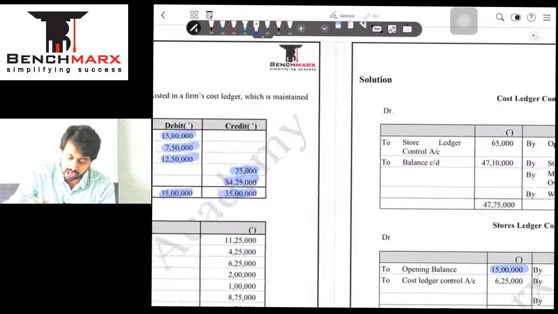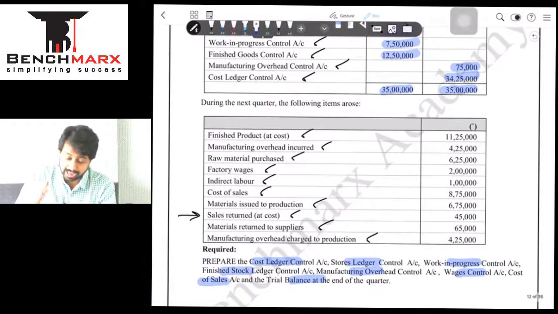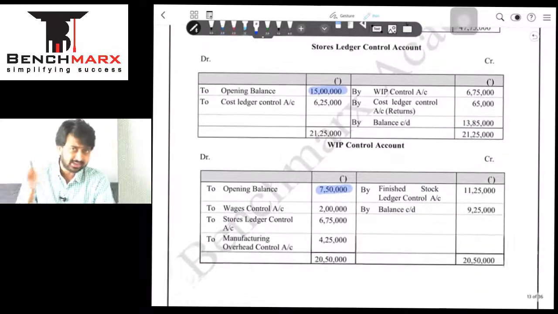We will now start with the transactions. ठीक है. Finished product at cost, ये अपना goods produced है. So WIP में से निकल के that is WIP credit and FG debit.